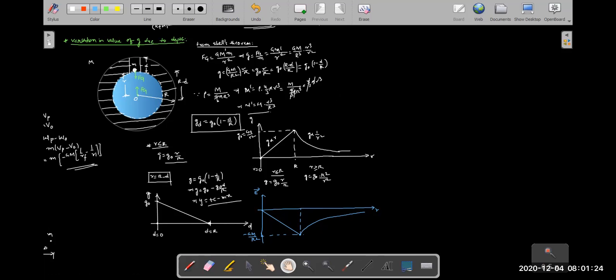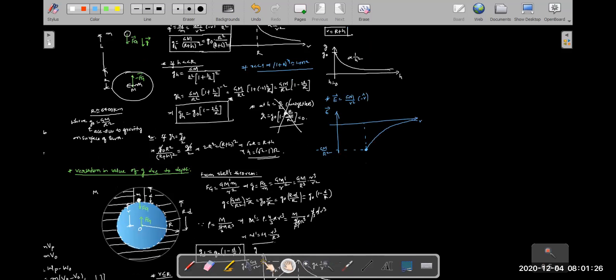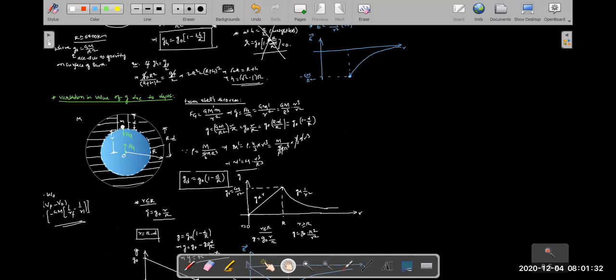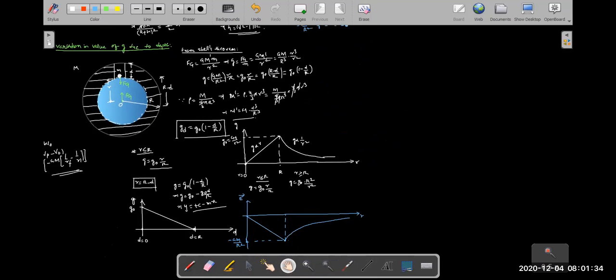So we'll conclude today's class over here. In tomorrow's class, we'll talk about some other reasons for the variation of the value of G also. So we'll be talking about them.